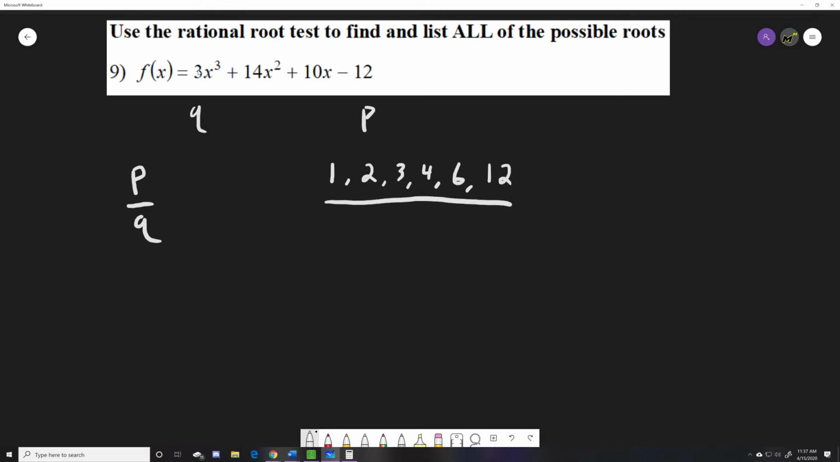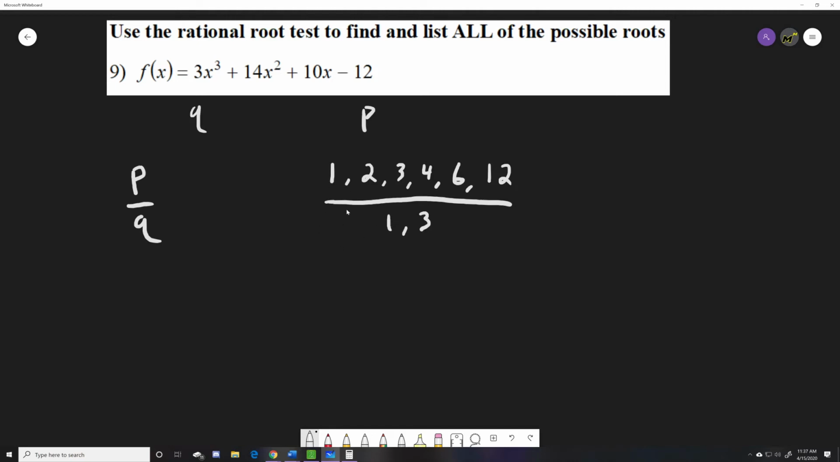And then what divides a 3? Well, 1 does, and so does 3. So if we're going to generate a list, we have to divide all of these numbers on top, and by all of these numbers underneath in the denominator. So let's start with a 1 as a denominator, because that's pretty easy.